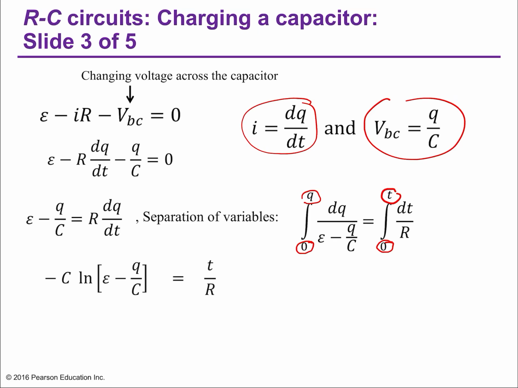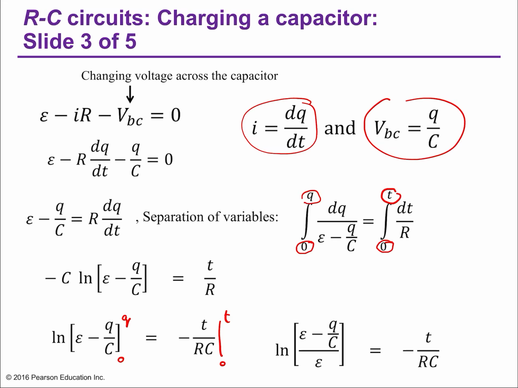So we get minus C, natural log of (E minus q divided by C), equal to t divided by R. Divide both sides of this equation by minus C, and we get this equation. And remember, there are limits here, so the left hand side is between 0 and q, and the right hand side is between 0 and t. Then when you plug in the limits, you end up with the final equation on the right hand side.